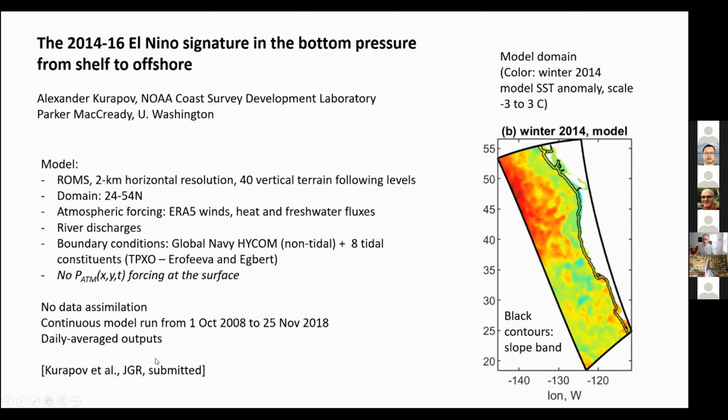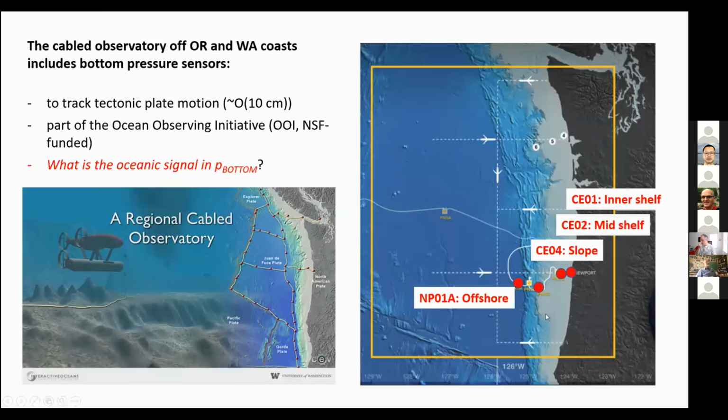Daily average is not ideal for removing tides, so we have to do pretty long time filtering for analysis, like 90 days. So what I'm going to show by the end of my presentation is just the model estimates at those locations, which are locations of the bottom pressure sensors from the OOI, Ocean Observatories Initiative network, from inner shelf to mid shelf, slope, and offshore.